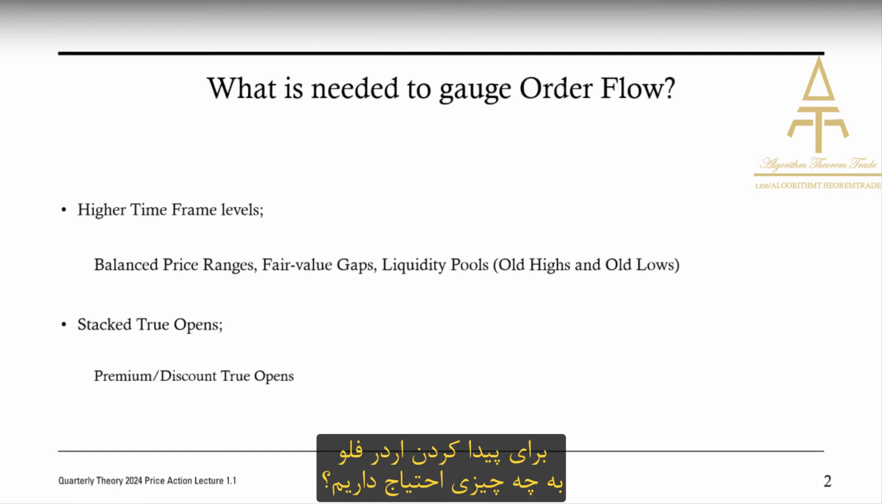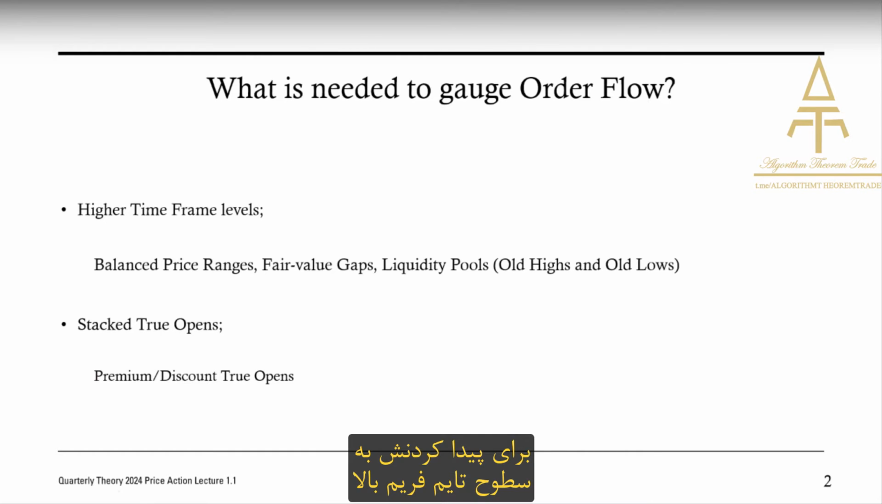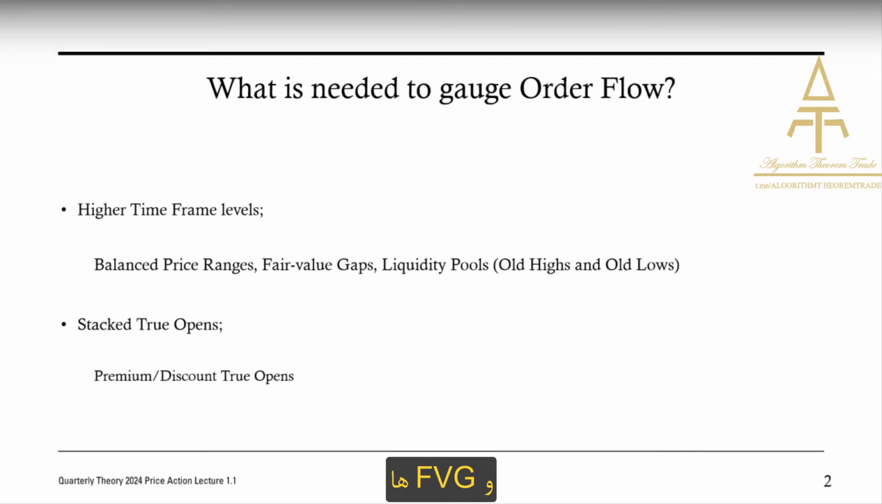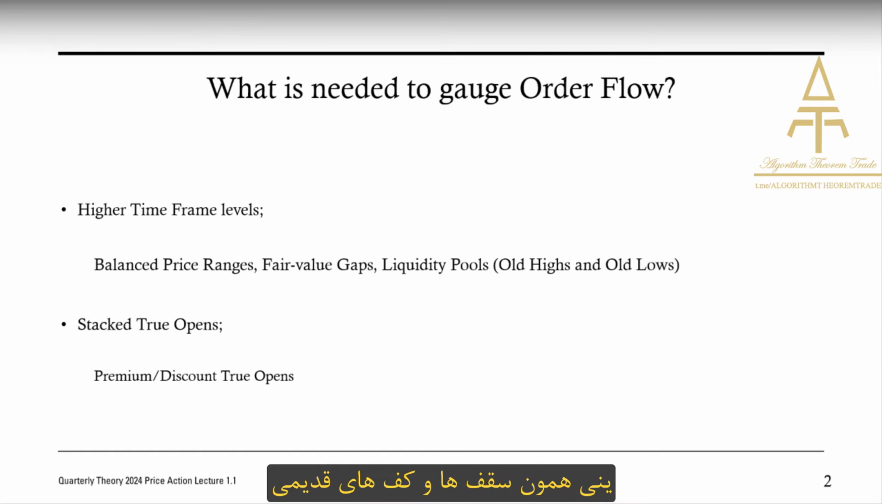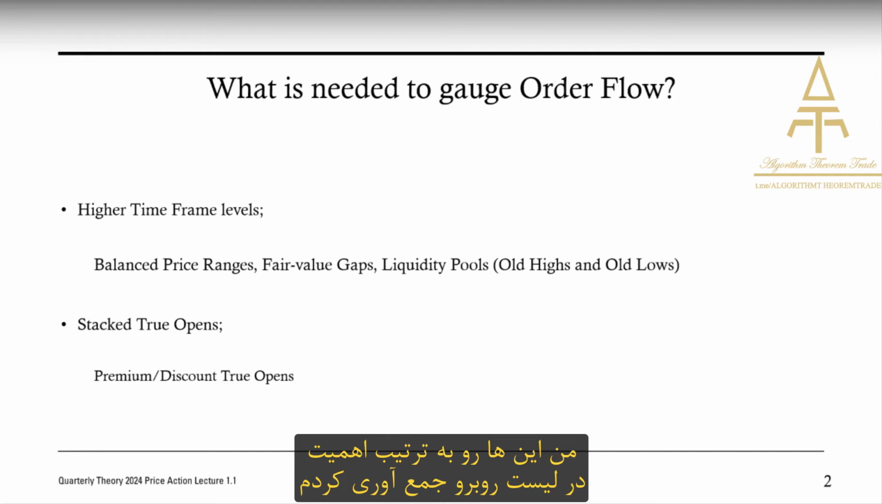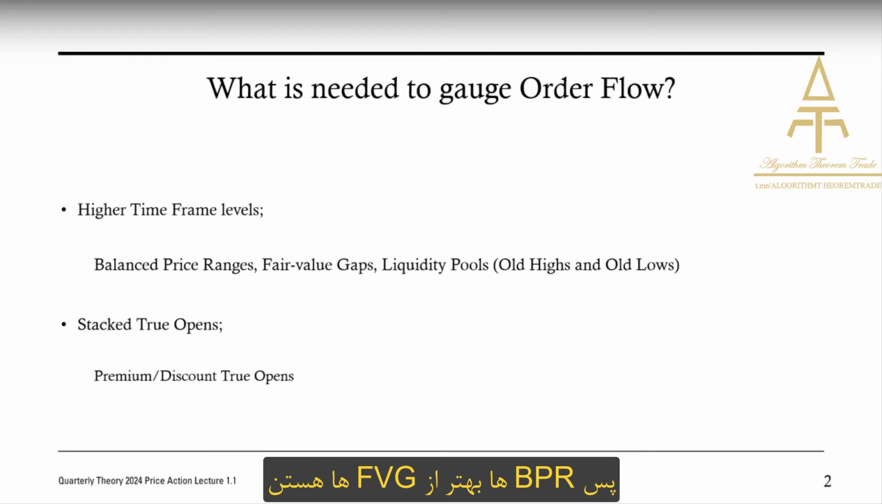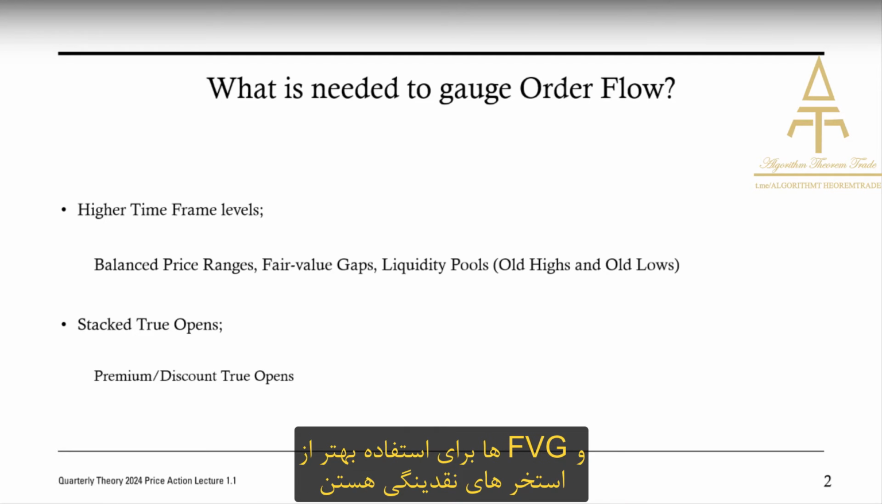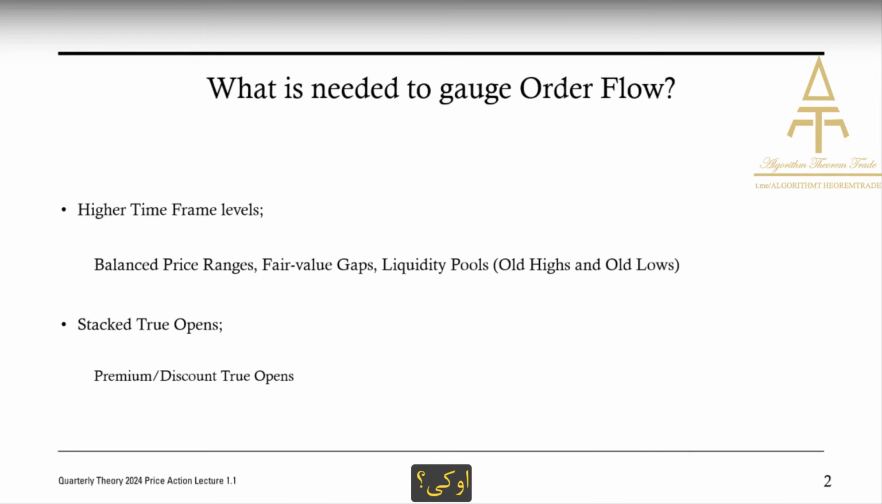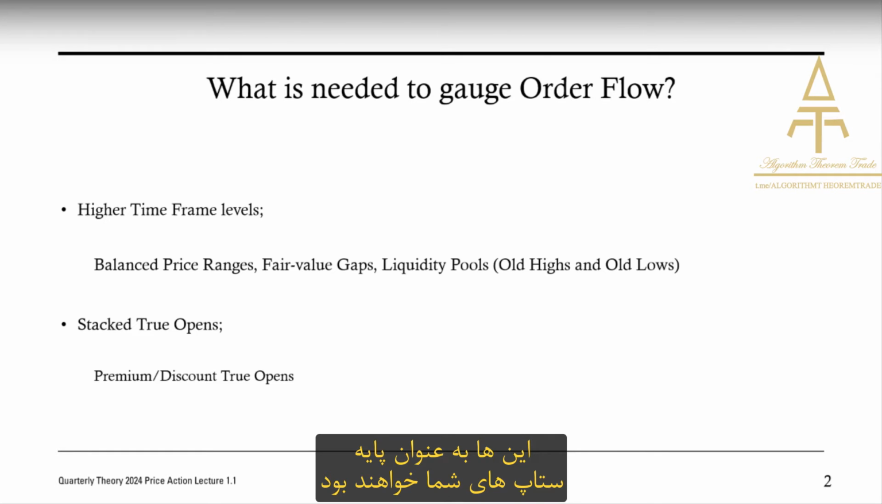What is needed to gauge order flow? In order to gauge order flow, you need higher time frame levels. More specifically, you need balanced price ranges, fair value gaps, and liquidity pools, right? Which is basically old highs or old lows, either of those. I have listed these in the order of importance. So balanced price ranges will hold price better than fair value gaps, and fair value gaps are better to use than liquidity pools, right? These will serve as the base of your setups, right?